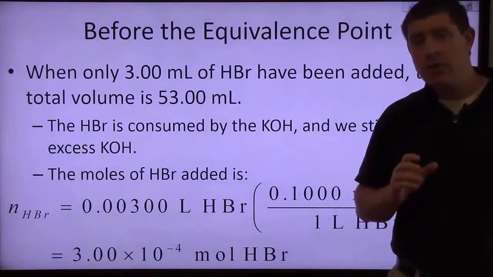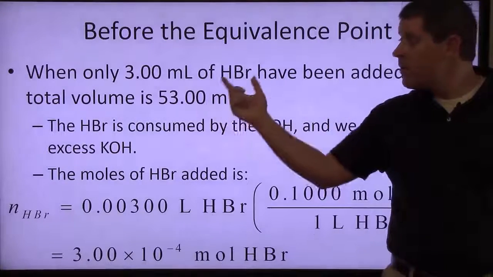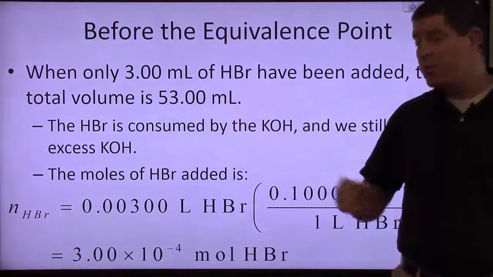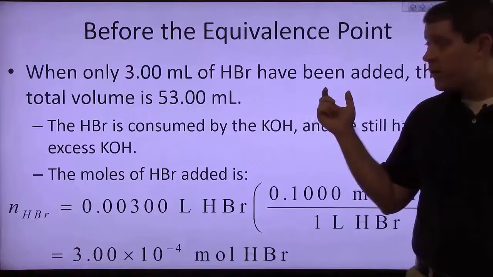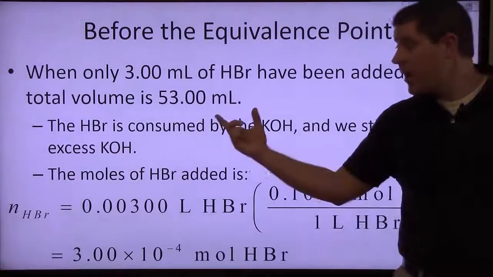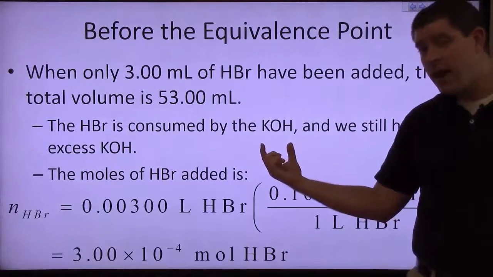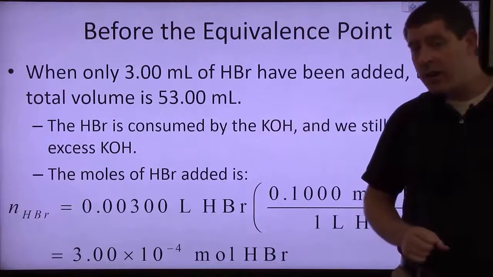So let's examine each of our three regions of our titration more closely. First, we're going to look at before the equivalence point. For example, if only 3 milliliters of our hydrobromic acid have been added to our solution, then the total volume is 53 milliliters. Now, the hydrobromic acid is consumed by the potassium hydroxide that we have in our flask, and we still have excess potassium hydroxide.